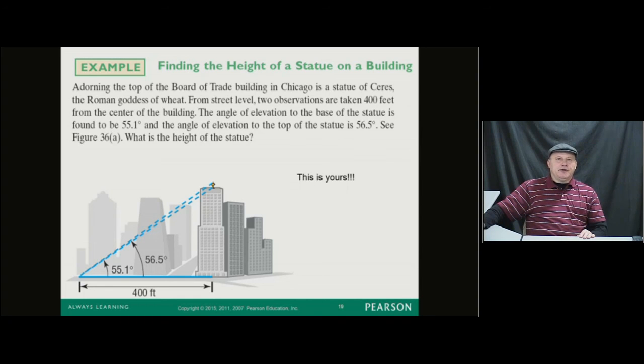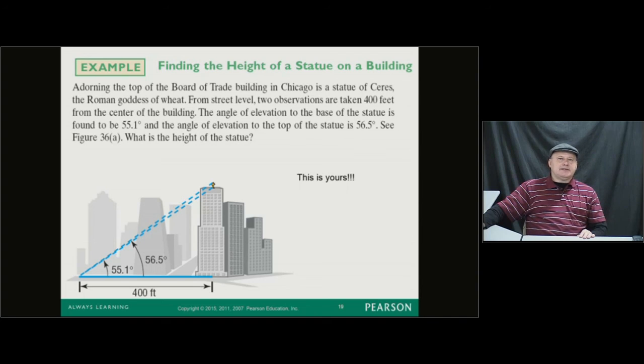What you will need to do is find the height from the ground up to the top of the statue's head. So you would use your tangent function. The tangent of 56.5 degrees is equal to that height divided by 400, because the width is 400 feet. So then you find out what that height is. Then you'll use the other angle, tangent of 55.1 degrees, and do its opposite over adjacent.